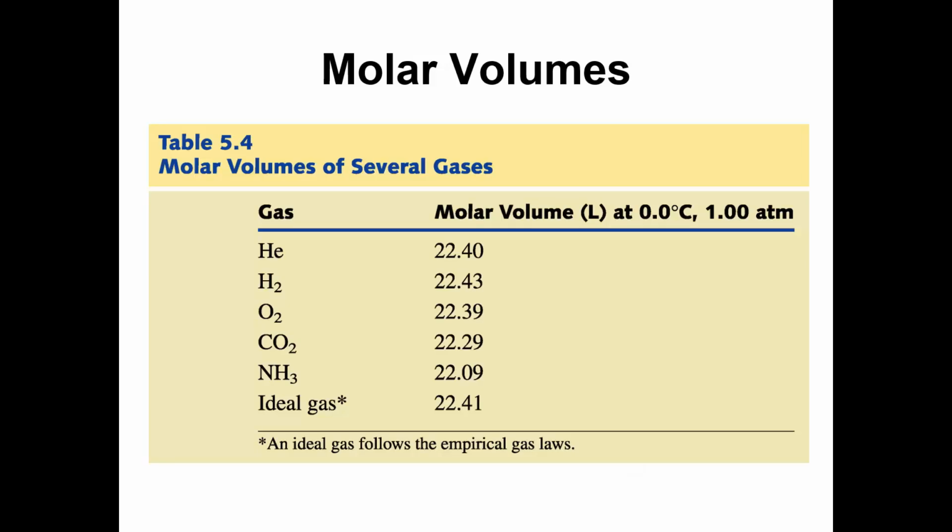So we have helium, hydrogen, oxygen, carbon dioxide, ammonia, and just ideal gas in general, but you can tell here that these are very close. They're just very slight discrepancies between 22.1, so to speak, and 22.4. So there are just small differences in volume. Okay, so that's Avogadro's law.